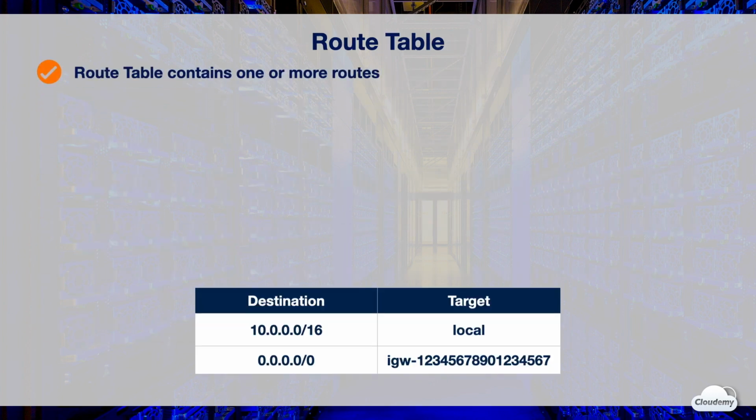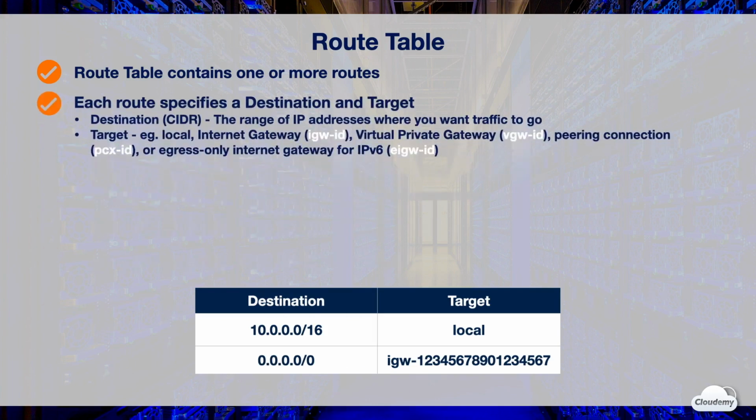Route table contains one or more routes that are used to determine where network traffic from your subnet or gateway is directed. Each route in a table specifies a destination and a target. The destination is also called destination CIDR, which is the range of IP addresses where you want traffic to go. The target can point to local within the VPC. It can also be Internet Gateway for Internet traffic, Virtual Private Gateway for VPN, or Peering Connection for peered VPC.